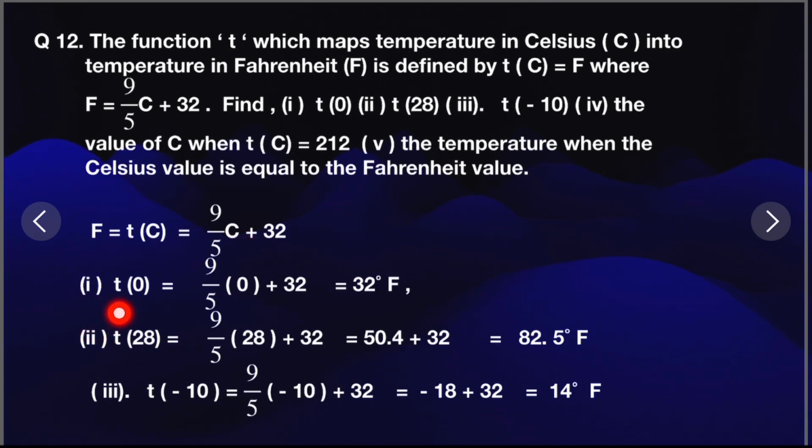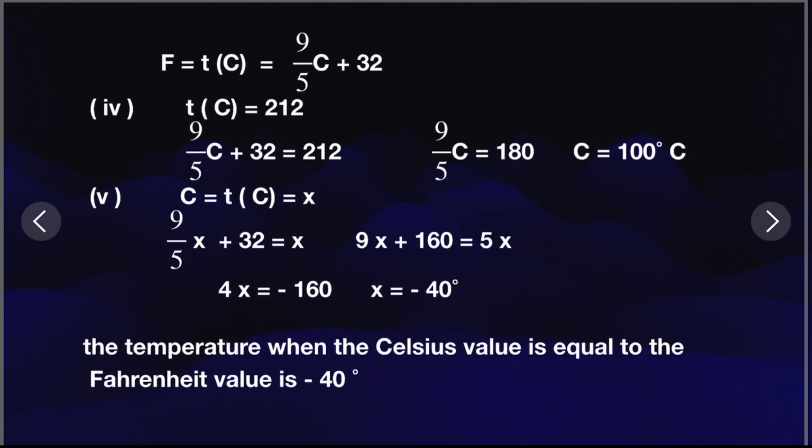So first t(0), that means when the Celsius degree is 0. Put the value of C equal to 0 and you will get the Fahrenheit value. This is the answer. When the Celsius temperature is 28, you put the value of C here and you solve it, you will get the Fahrenheit temperature 82.5 degrees. Similarly, when the Celsius degree is -10, put the value here, get the Fahrenheit temperature.